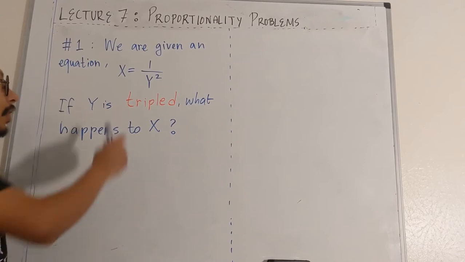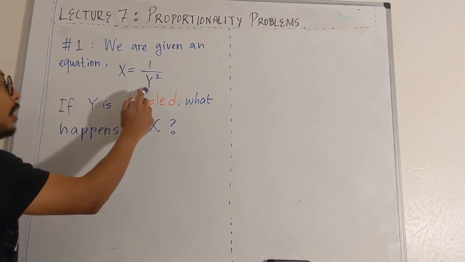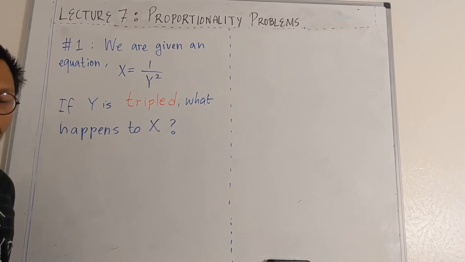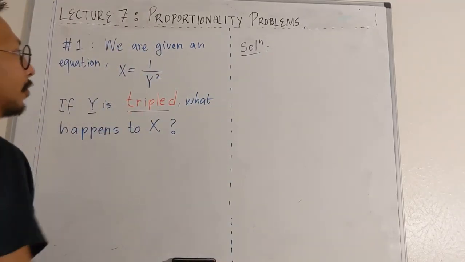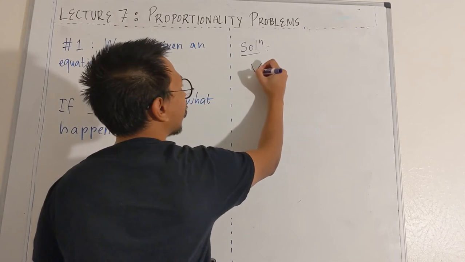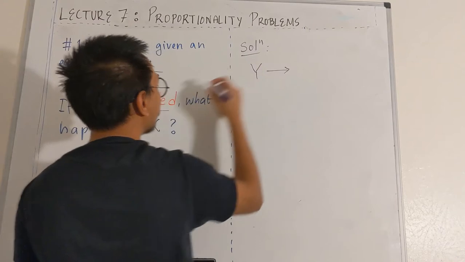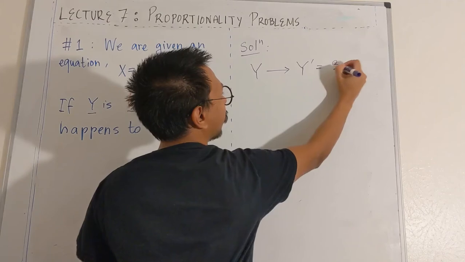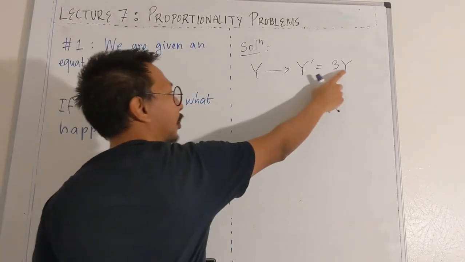Okay, so let's say we have an equation x equals 1 over y squared. Now we want to know what happens to x if y is tripled. How do we solve that? Y is tripled. That means y is now changed to 3y. So we call this new y, y prime, which is equal to 3 times y. So y prime is the new y, which is equal to 3 times the old y.